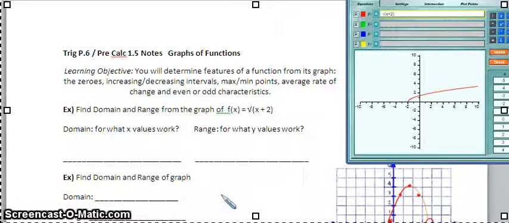This video covers Trig P.6 and Pre-Calc 1.5 notes. We're going to continue talking about functions today. We're going to continue to look at the domain and range of functions and looking at their graph to help us pull that information off of the graph.